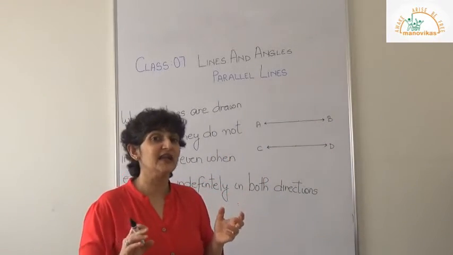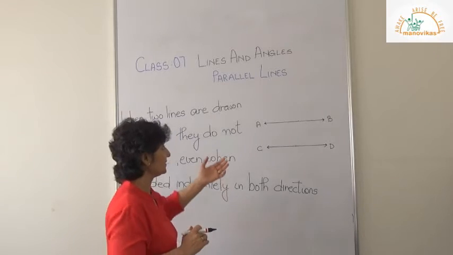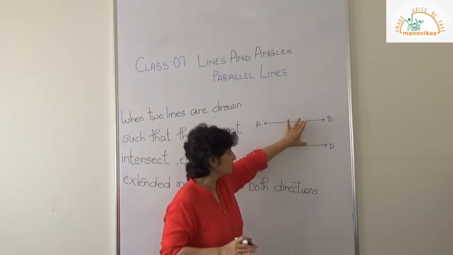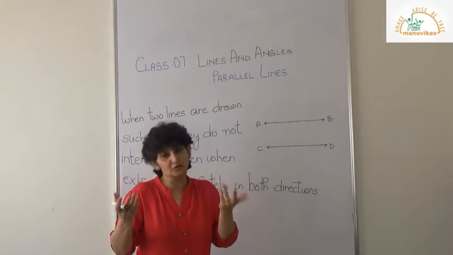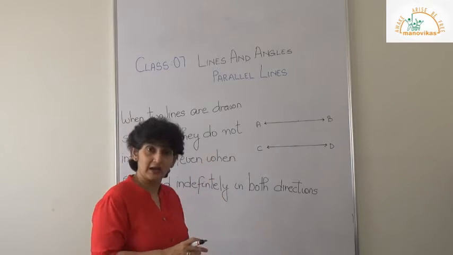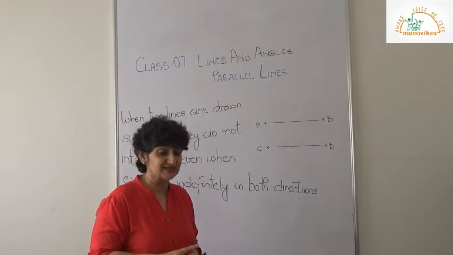For example, if I take railway tracks, right? The railway tracks never meet. That's because the distance between the two tracks is always the same. Isn't it? I'm sure you know what parallel lines are.